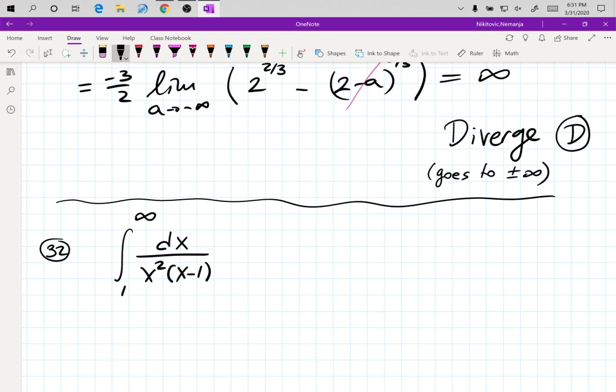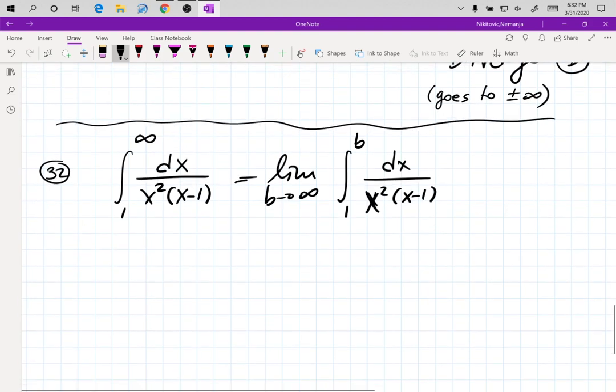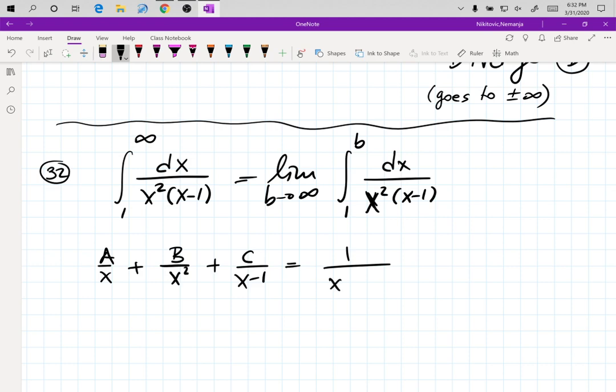This is a partial fraction decomposition problem, packaged with improper integral type 1, where we have to go with the limit b goes to infinity, and then we have 1 to b, and we have our dx over x squared times x minus 1. So we have to do our setup. So a over x plus b over x squared plus c over x minus 1 needs to be equal to 1 over x squared times x minus 1, right? That's all we have.